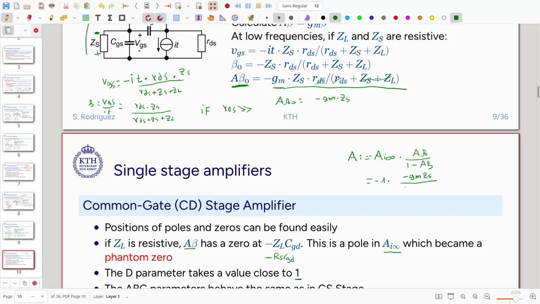divided by 1 minus GM zeta s, and then at the end of the day we will have GM zeta s divided by 1 plus GM zeta s, which is exactly the same as we got for the common drain amplifier, and that was if RDS is extremely large. If it is not, we will have to take the whole equation.